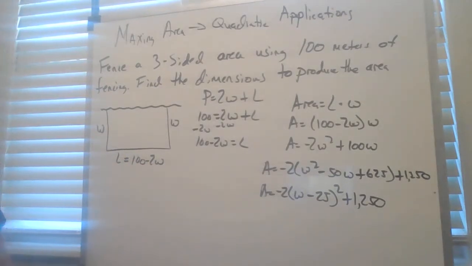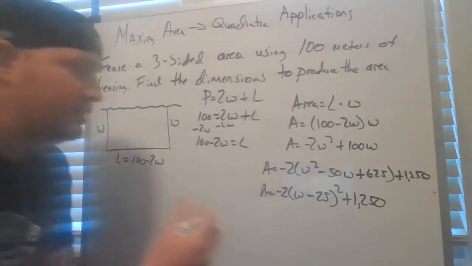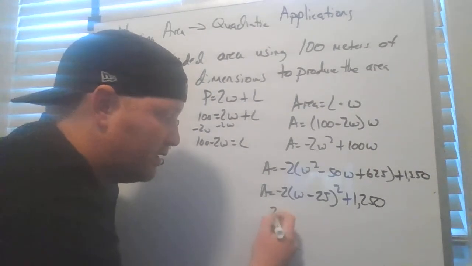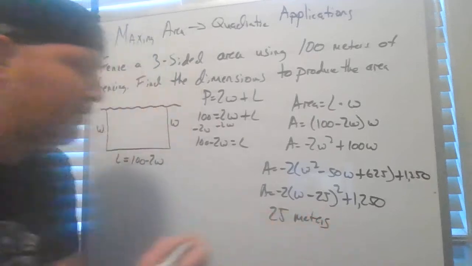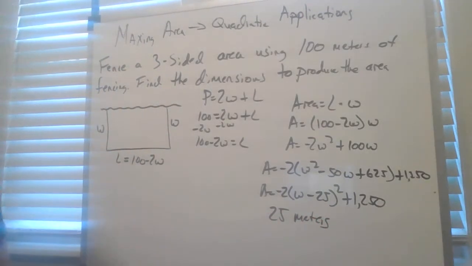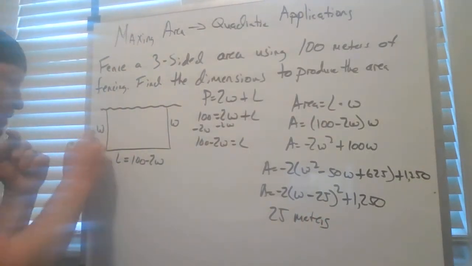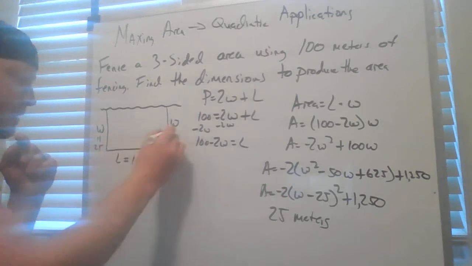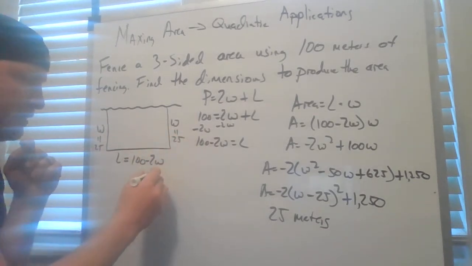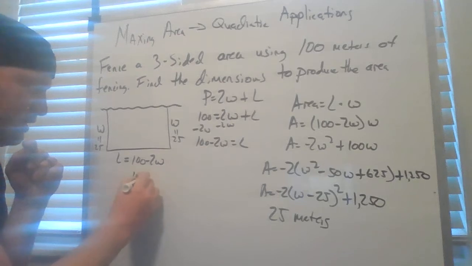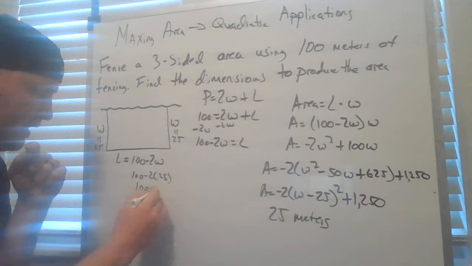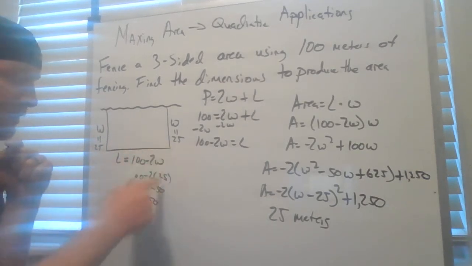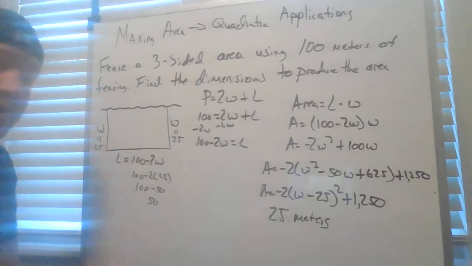So the question says, find the dimensions that produce this area. So your dimensions must be 25 meters. And if you want to go in and check your work, which I always urge you to do, go ahead, replace this with 25. Always check your work, make sure it works. And this is 25, so this is 100 minus 2 times 25. 100 minus 50. I'm left with 50. 25 plus 25 is 50, plus 50 is 100 meters.